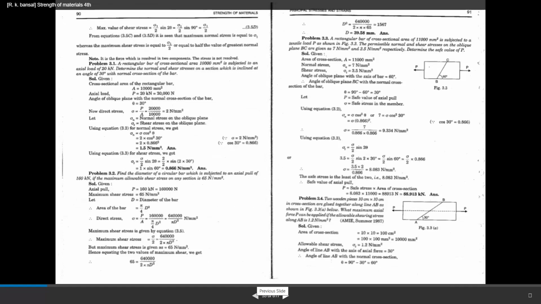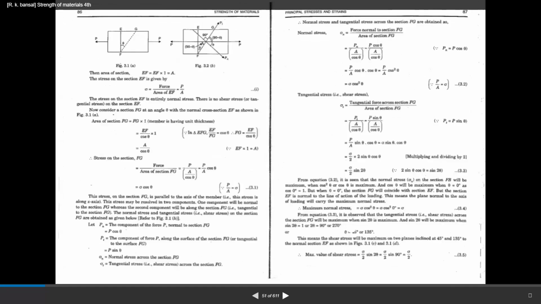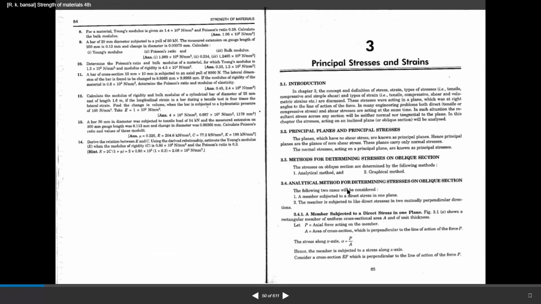Good morning to everyone. Today we will explain the analytical method for normal stresses and tangential stresses. Last class I explained the analytical method for determining stresses on an inclined section.